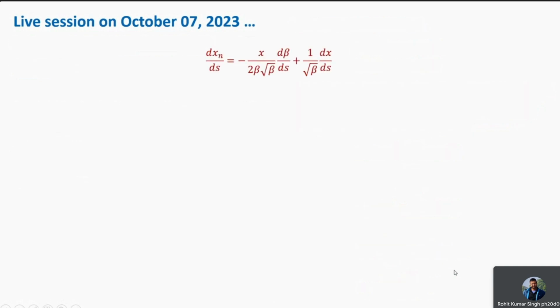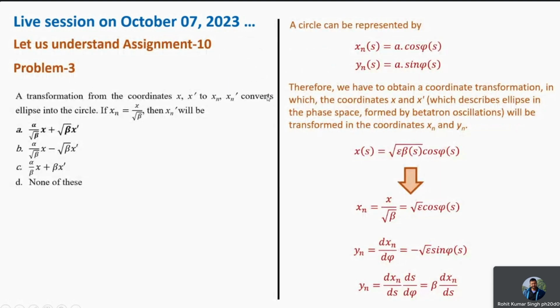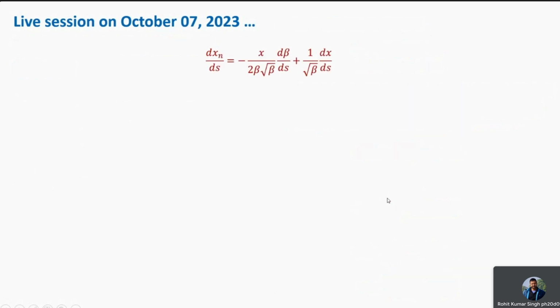So we calculate it. dxn by ds, because you have xn is equal to x upon root beta. Root beta is also a function of s. x is also a function of s. So both will be differentiated. The differentiation is straightforward. You will have minus x upon 2 beta root beta, d beta by ds. This time I am differentiating beta, and now keep the beta aside and differentiate x. So 1 upon root beta dx by ds.